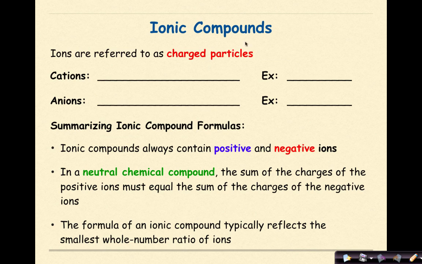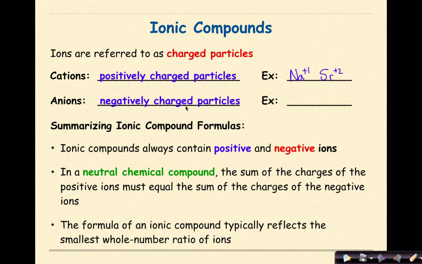Ionic compounds. Ions are referred to as charged particles. Cations specifically are referred to as positively charged particles, and an example of that might be something like a sodium ion or a strontium ion, Sr+2. Anions, on the other hand, are referred to as negatively charged particles, and an example of that might be the chloride ion, Cl-1, or the nitride ion, N-3.